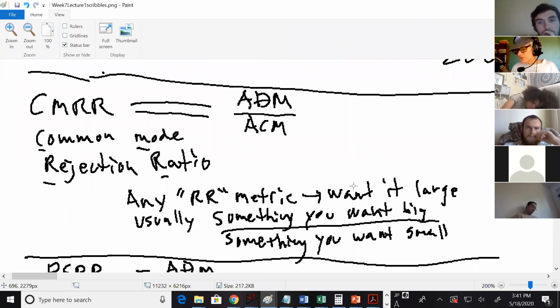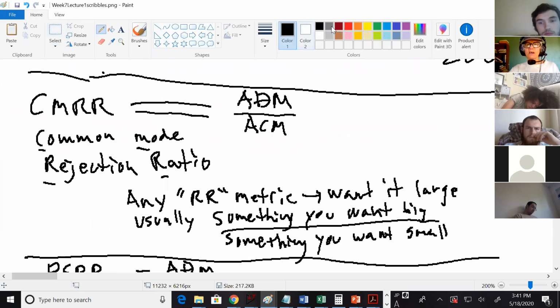One is called common mode rejection ratio, and whenever you see the words rejection ratio, that is something that you want to be large. Any rejection ratio metric, you want it to be large. I said usually, but really in my brain, it's always. It's something you want big over something you want small.